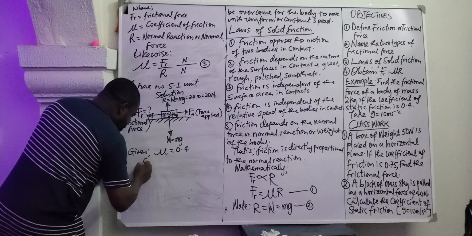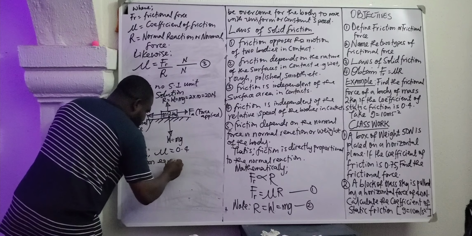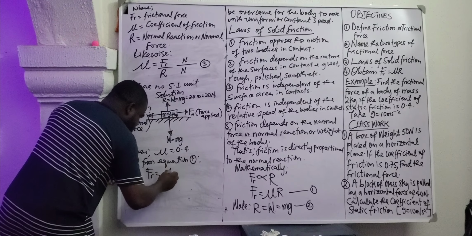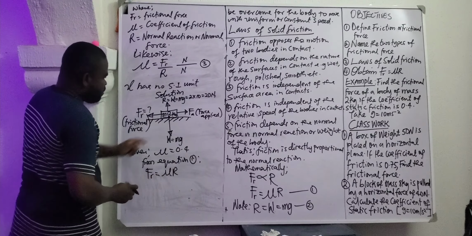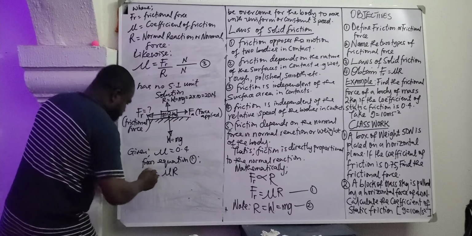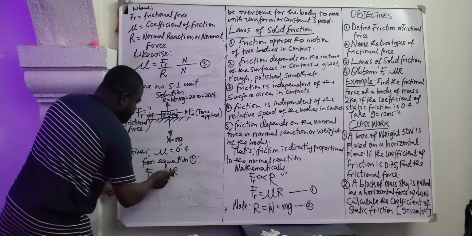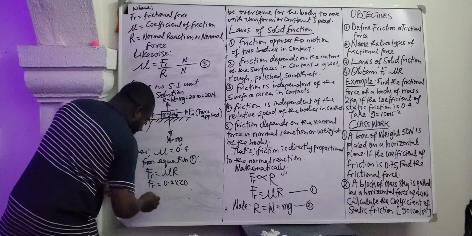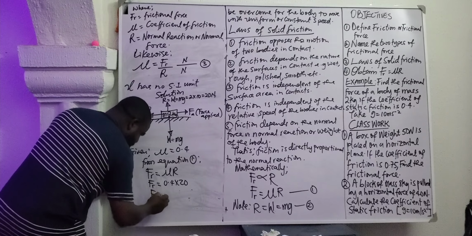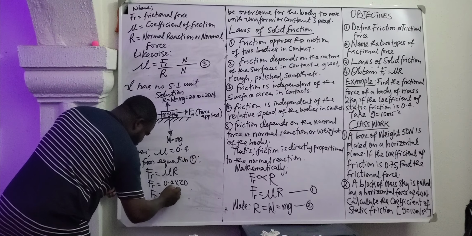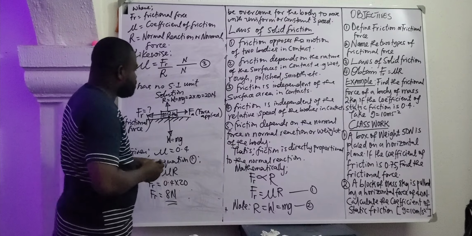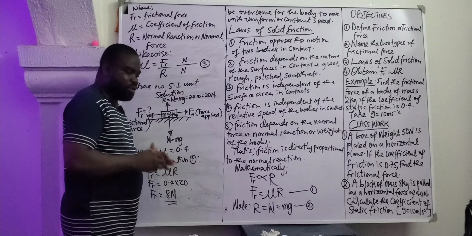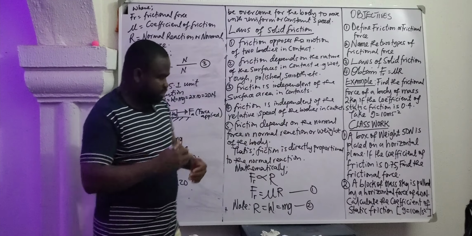So we say from equation 1, frictional force is coefficient of friction times what? The normal reaction. Remember, I've determined the normal reaction here. So which means frictional force is 0.4 times normal reaction, which is what? 20. If you multiply that out, you will get what? 8 Newton. This 8 Newton is also equal to the what? Force applied. So the force applied here is what? 8 Newton. Why? Because it's at static or limiting friction.